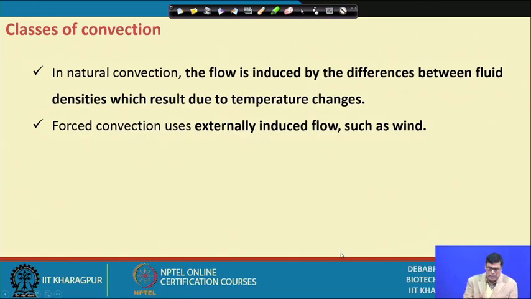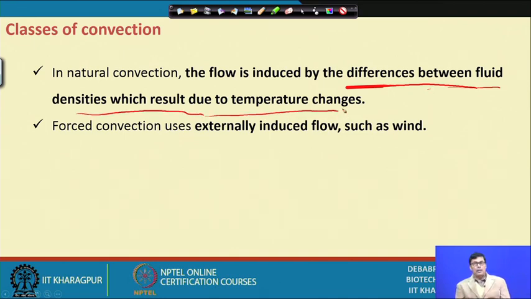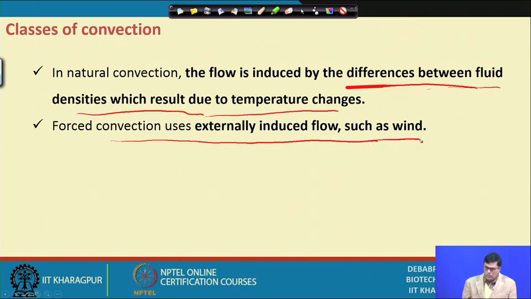Now, natural convection is the flow induced by differences in fluid density resulting from temperature changes. Now, we understand that as we increase the temperature, the density is reduced, am I right? So, that results from temperature changes. Forced convection is externally induced flow, such as by wind. We use that kind of flow pattern so that forced convection takes place.